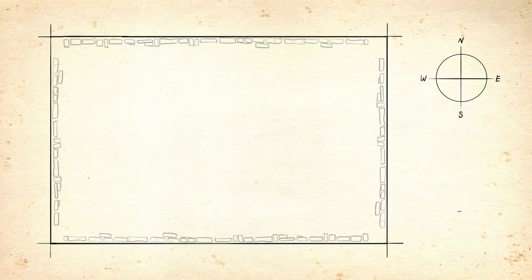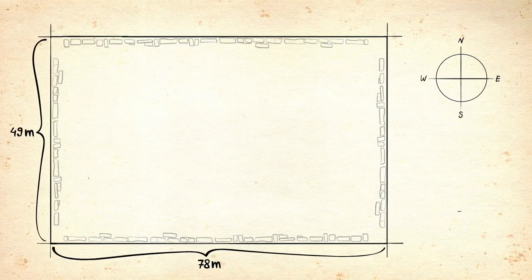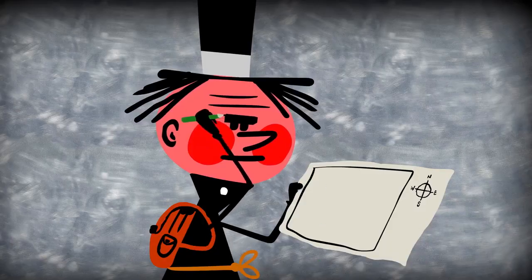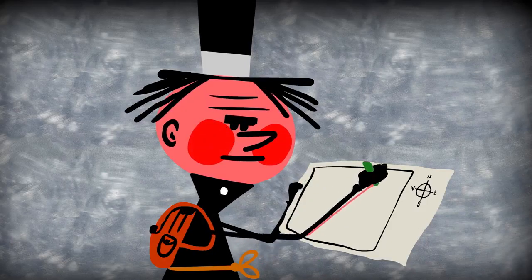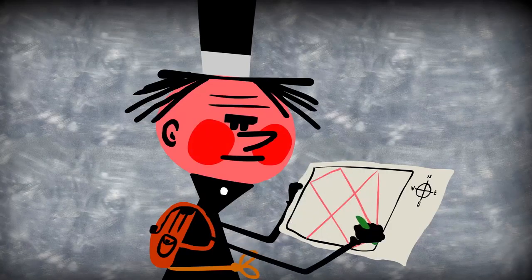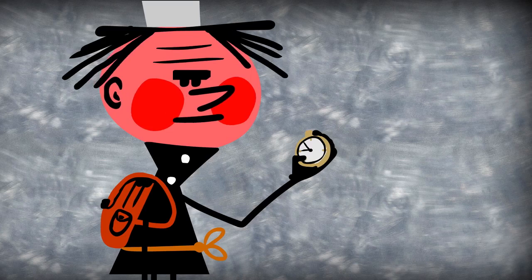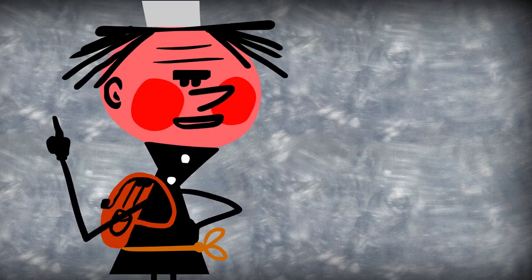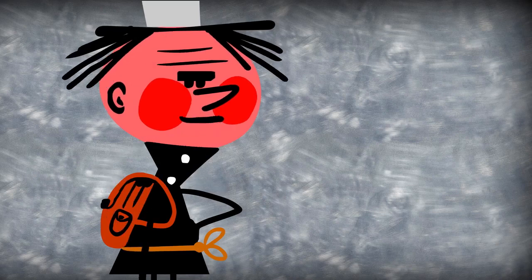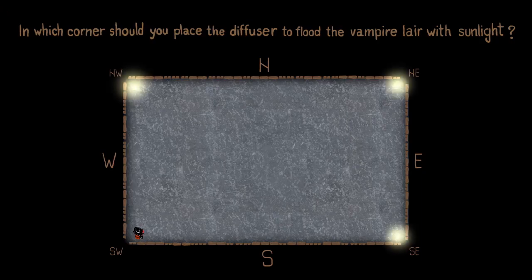You know the room is a rectangle, 49 meters wide and 78 meters long. You could probably find the answer by drawing a scale model of the room and tracing the path of the light, but the sun will be in its place in just minutes, and you've got no time to spare. Fortunately, there's a different way to solve this puzzle that's both simple and elegant. So, in which corner should you place the diffuser to flood the vampire lair with sunlight?